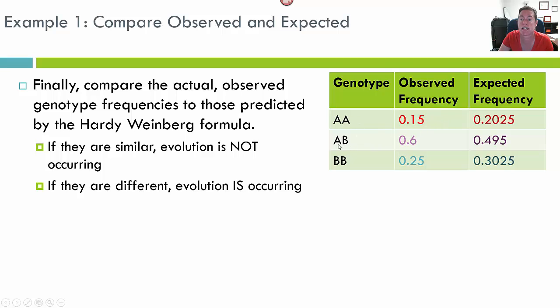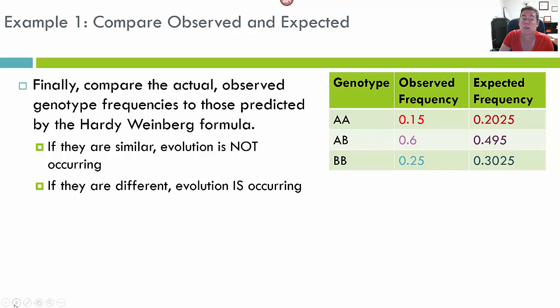The frequency of the heterozygotes is 0.6, and the frequency of the homozygous recessives is 0.25. Now we put in our expected frequencies that we just calculated using Hardy-Weinberg. Frequency of the homozygous dominant should be 0.2025. The frequency of the heterozygote should be 0.495, and the frequency of the homozygous recessive should be 0.3025. Notice that there are some differences.